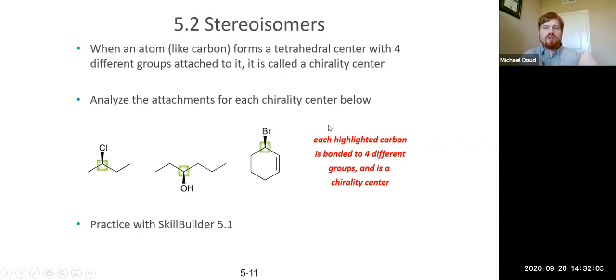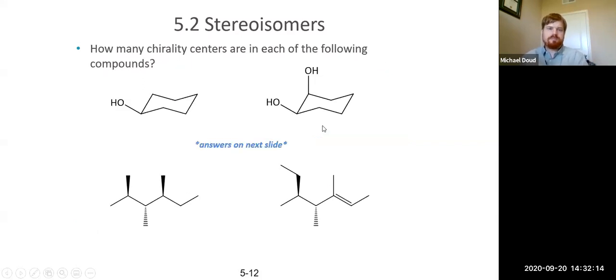This is something you're just going to have to practice. It also helps if you draw in the hydrogens at this point, and you can see, oh, this one has a hydrogen on it. That's going to be its 4th different group. Okay, go ahead and ask yourself, how many chiral centers are in each of the following compounds? Give the video a pause and see when we come back.